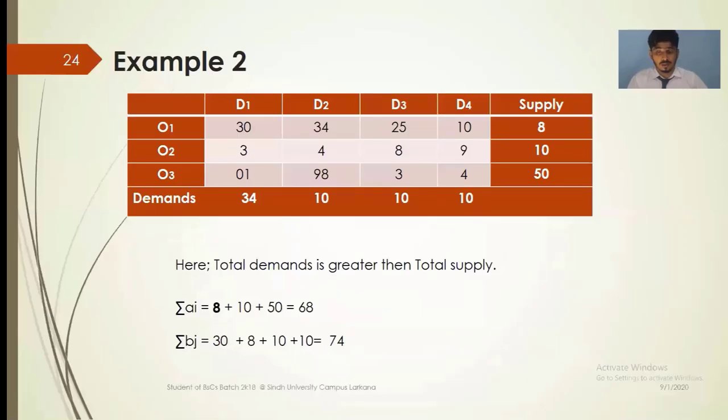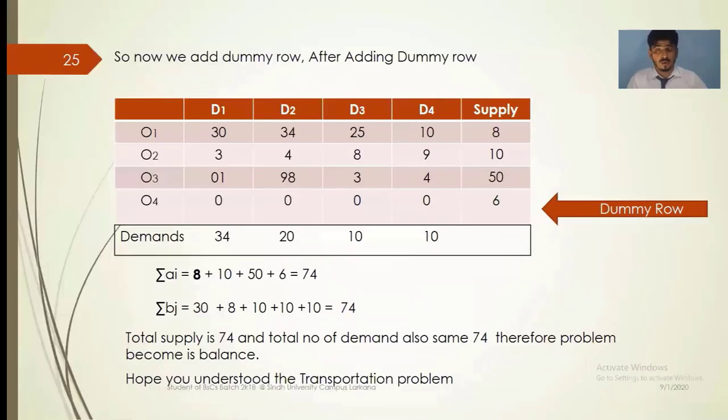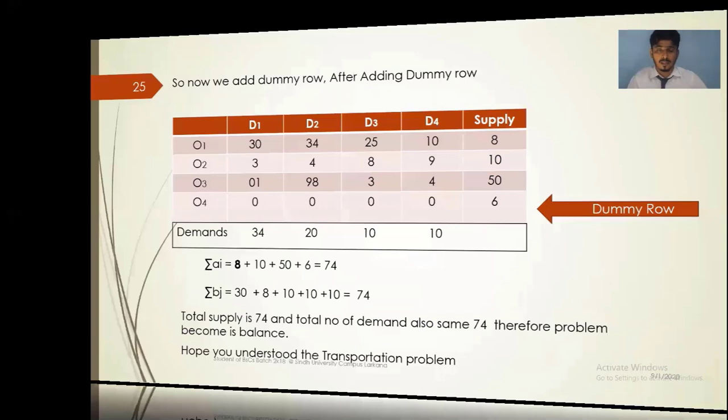Example 2. Here total demand is greater than total supply, so we add a dummy row. This is the dummy row. Now the total supply is 74 and the total demand is also 74. Therefore the problem becomes balanced. Hope you understand the transportation problem. Thank you very much.